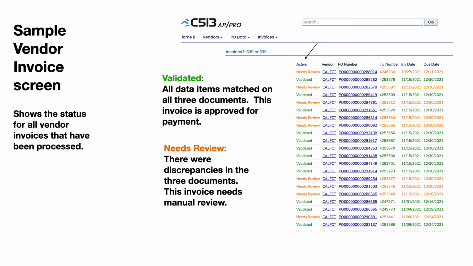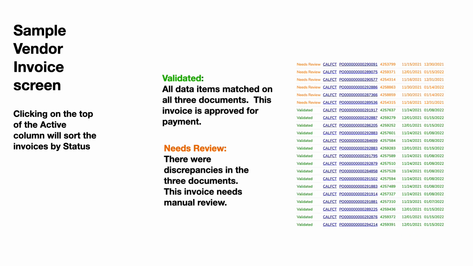This is another sample AP Pro screen showing the status of all open vendor invoices. Those invoices with a flag of validated means they have passed all of the matching tests successfully and are approved for payment. Those invoices for which there were some matching errors are shown as needs review. By clicking on the top of the active column, AP Pro will sort the invoices into two categories: those that need review and those that have been approved for payment. This makes it very easy for the AP clerk to enter the data into the accounting system.